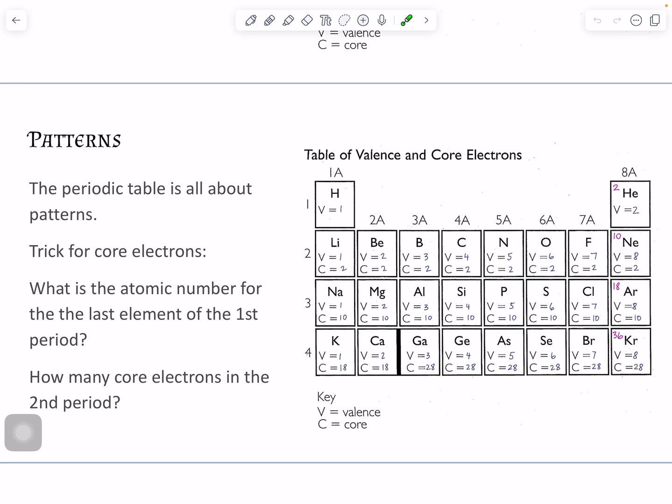So here's a trick for remembering core electrons. What is the atomic number for the last element of the first period? The last element of the first period is 2, and then how many core electrons are in the second period? 2. So notice atomic number 2, core electrons are 2.